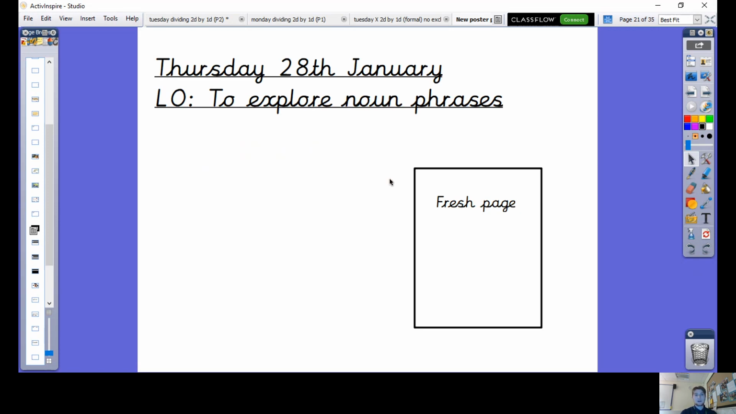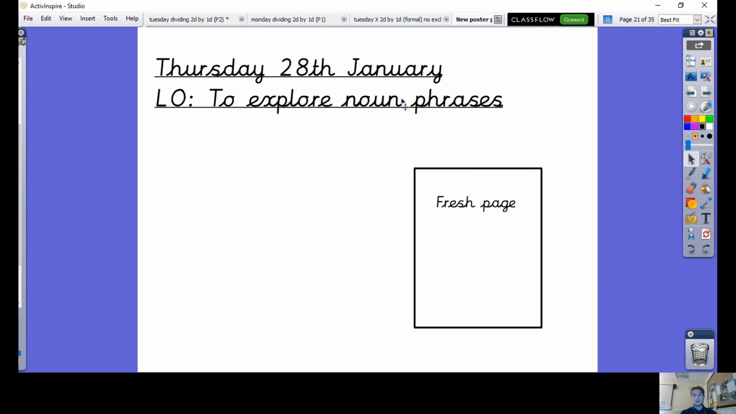Okay, so today in English we're going to be looking at noun phrases, and how we're going to apply those noun phrases to our Roman topic, more specifically writing our Roman poster or making our Roman poster. So before we begin, let's just write the date and learning objective at the top of a fresh page, please, because we're going to be doing a lot of work in our books today. So I want a blank page so we've got enough space for it. So pause the video and do all of that now.